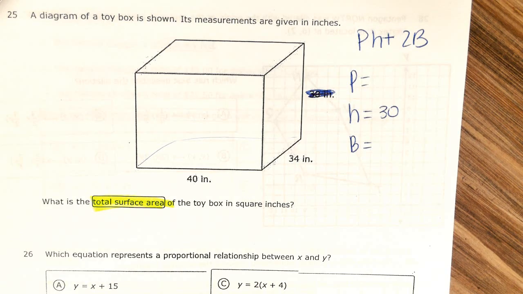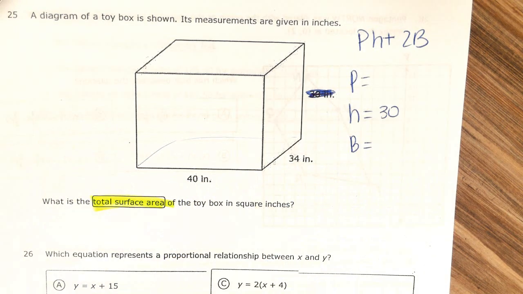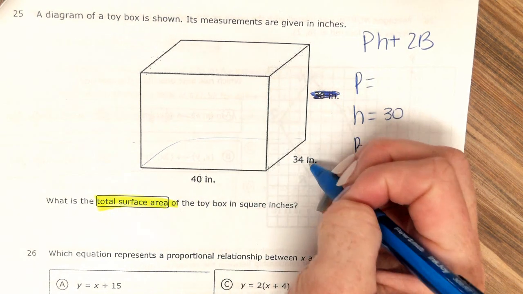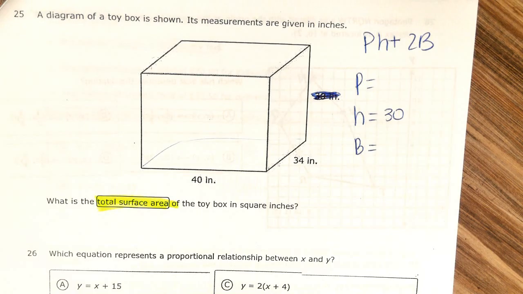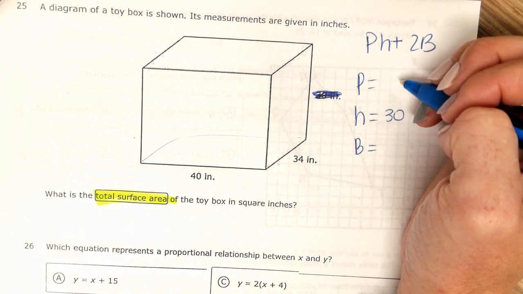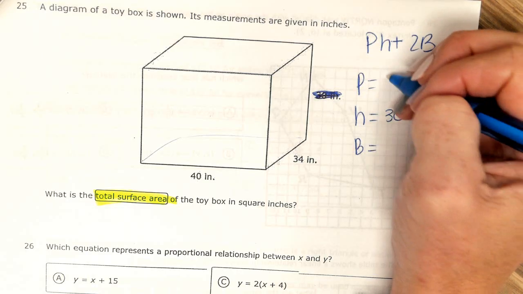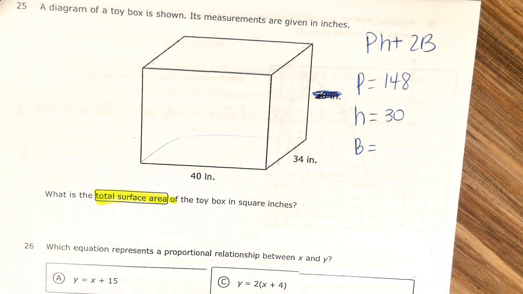How do you find P, perimeter of any shape? How many sides does this rectangle it's sitting on have? So I have to add 40 plus 40 plus 34 plus 34. So y'all put that in. Tell me what you get. 148. So we did 40 plus 40 plus 34 plus 34.